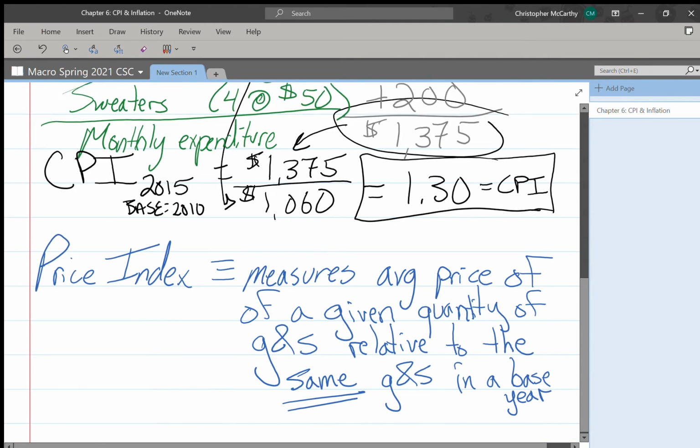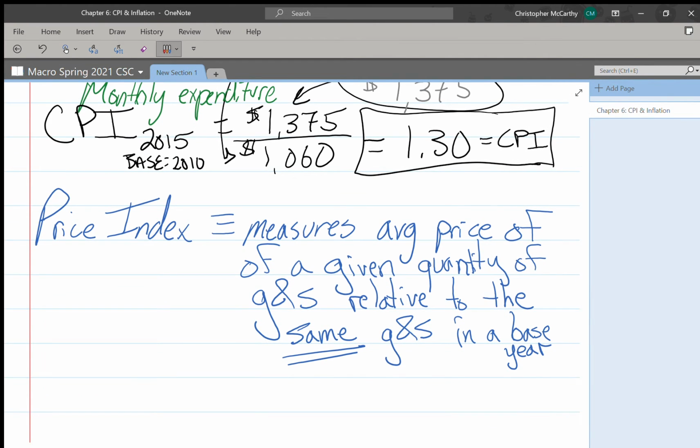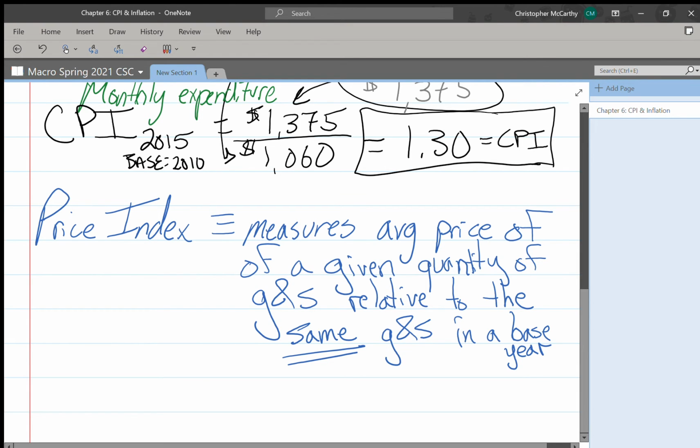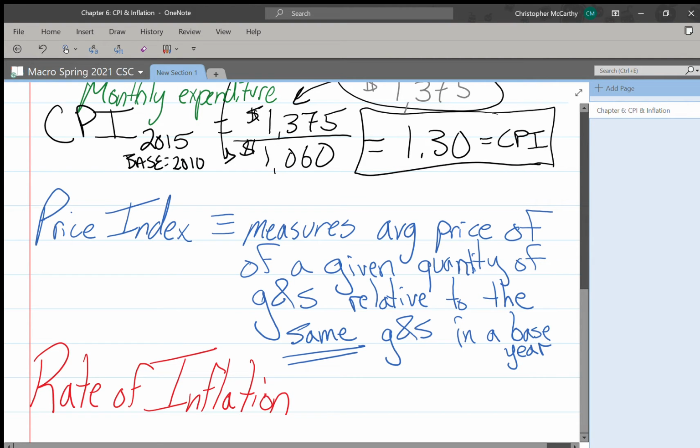So when we're talking about the rate of inflation, it might be something that we've heard of before. What we're really talking about there is the annual percentage change, the yearly percentage change, and remember this triangle means change. So the yearly percentage change in what? In the price level.